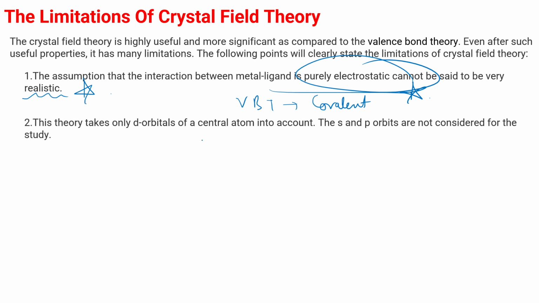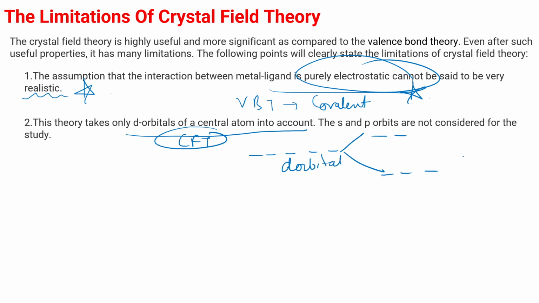The other limitation is that only the d orbital of the central atom is taken into account; the s orbital and p orbital are not considered for the study. In the crystal field theory, you are seeing only the d orbital splitting, where t2g is going up and eg is going down. In the case of tetrahedral complexes and octahedral complexes, only d orbitals are considered.